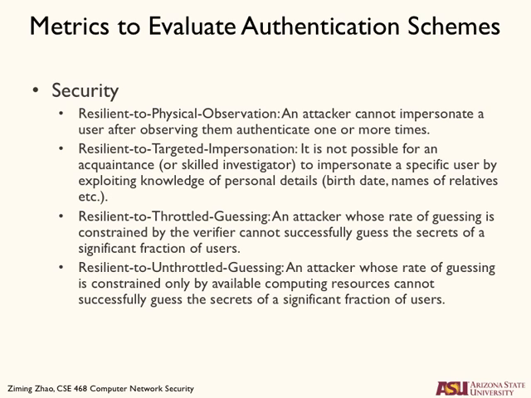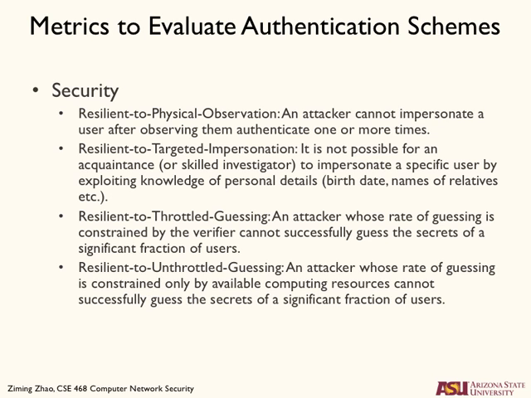The first feature is resilient to physical observation. Basically, it says that an attacker cannot impersonate a user after observing them authenticate 1 or more times. Obviously, the text-based password cannot offer this kind of benefit, because if someone shoulder surfs your password, then later they can reuse that password to impersonate you.